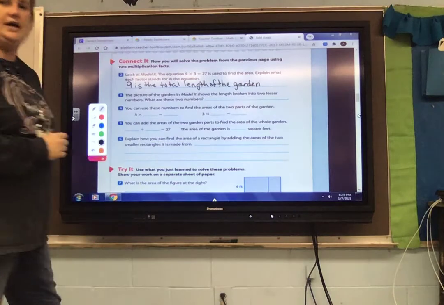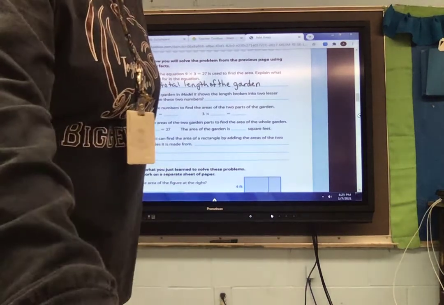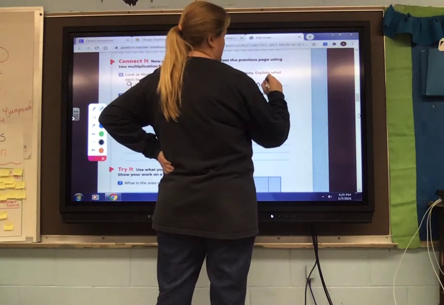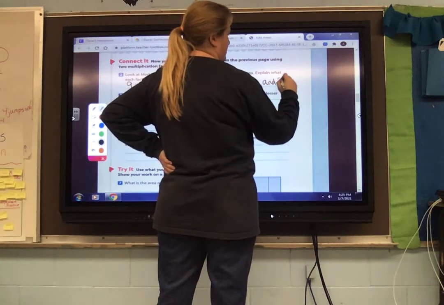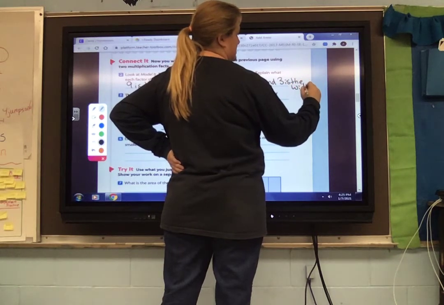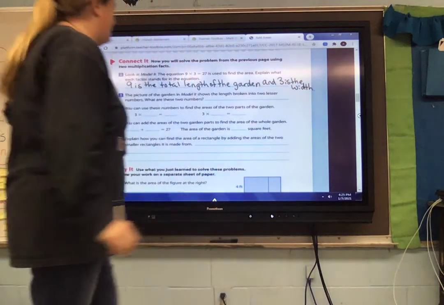And what was 3? 3 was your short side, so it was your width. Don't give me much room, do they? And 3 is the width. I'm going to squeeze that in. They should have gave us a little more room.